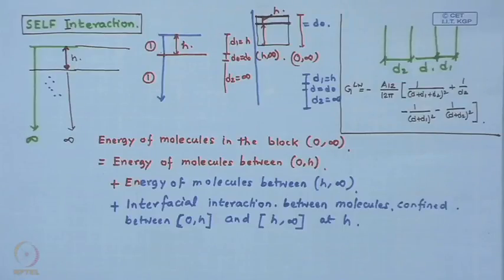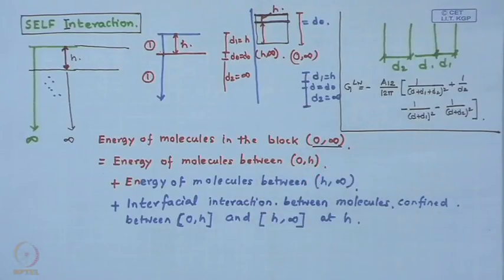So, we are now trying to get some expression for the self interaction of the molecules, and in order to do so we have just taken a semi infinite block, and we have cut a thin layer of thickness h at the top, and left it back on the surface. So, in simple terms we are looking at the total energy of interaction of the molecules which was confined between 0 to infinity, and after we have created the interface, this energy is now split into 3 parts.